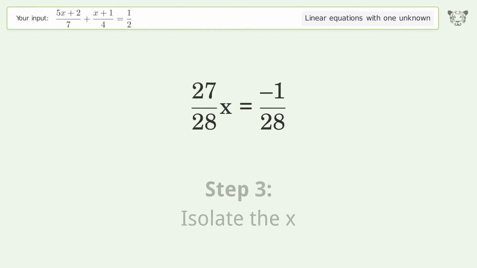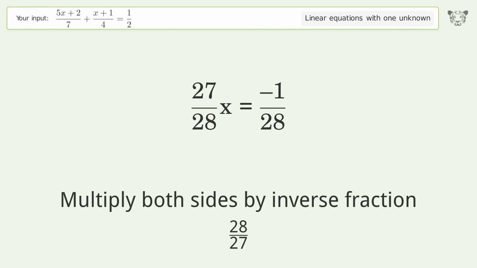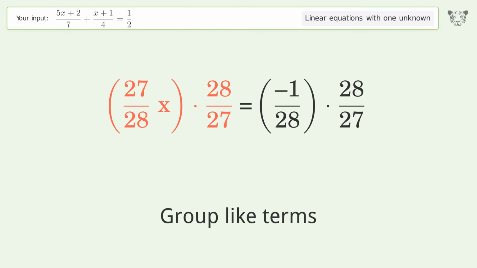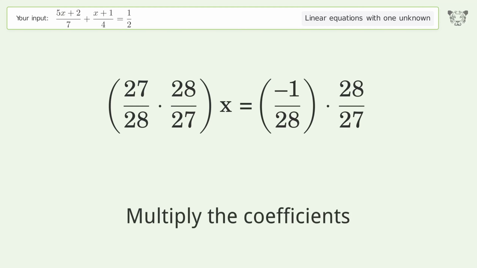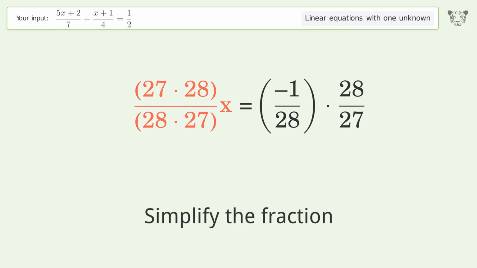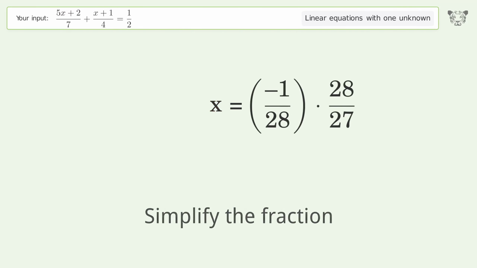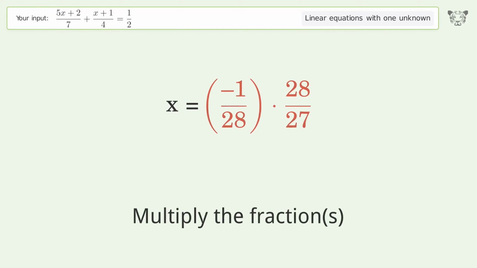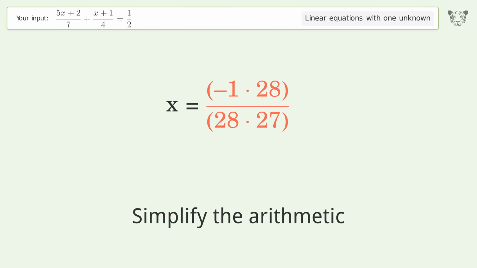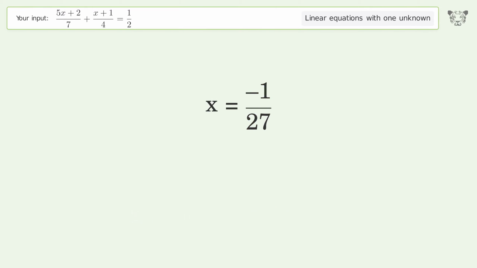Isolate the x. Multiply both sides by inverse fraction 28/27. Group like terms. Multiply the coefficients. Simplify the fraction. Multiply the fractions. Simplify the arithmetic. And so the final result is x equals -1/27.